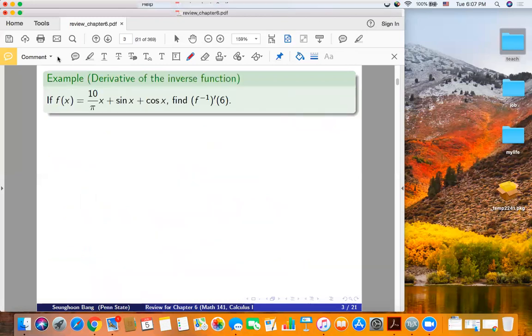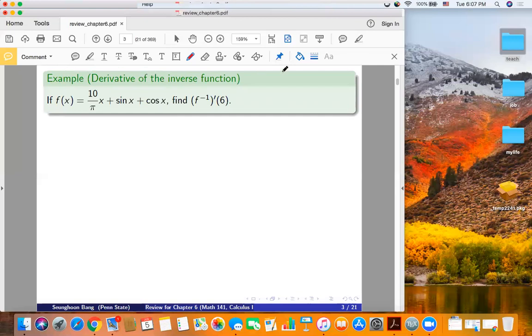Second one. The derivative of the inverse function. So f of x is given 10 over pi x plus sine of x plus cosine of x. Find inverse of f prime of 6. So how can you solve this problem? The idea is like this.